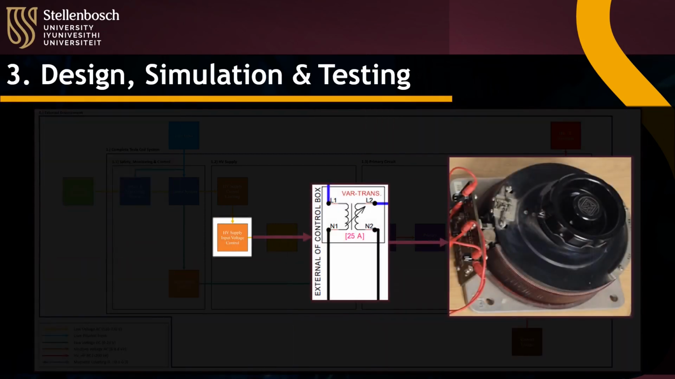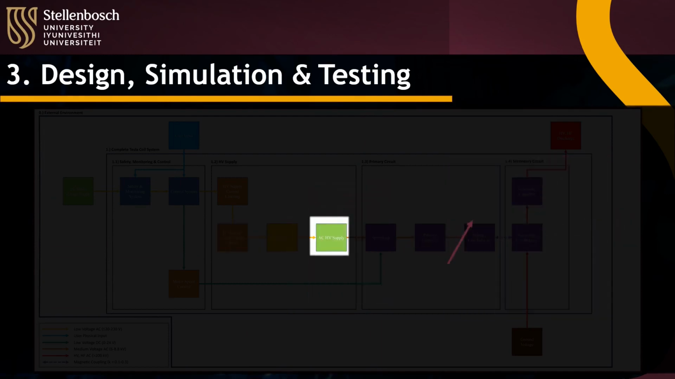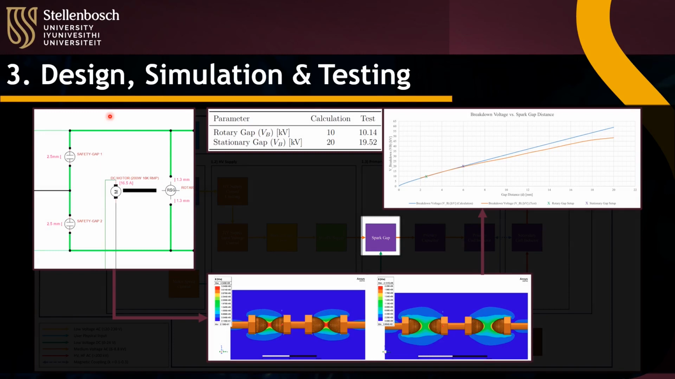The decision was made to implement a variac to be able to adjust the output voltage of the high-voltage supply. The spark gap consists of a two-spark system, the safety gap and the rotary gap. The safety gap ensures safe system operation in case a fault occurs, and the rotary gap fires utilizing rotary electrodes spinning between two stationary gaps.